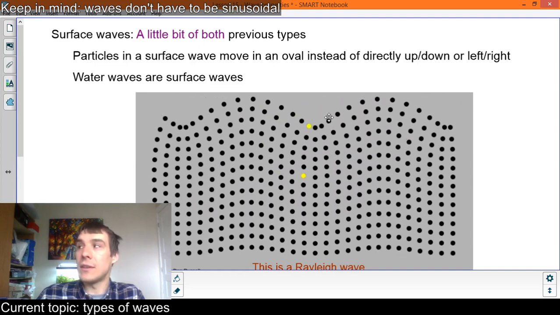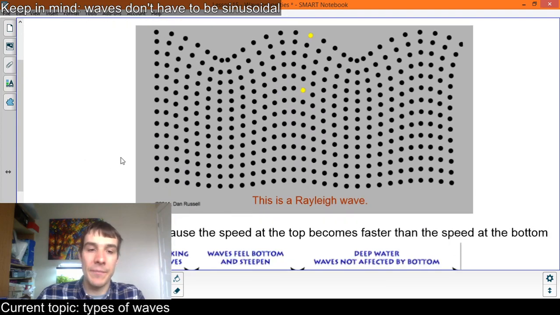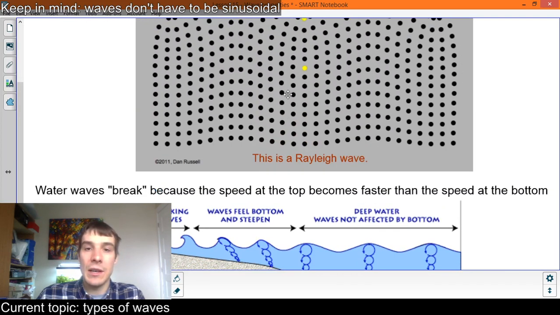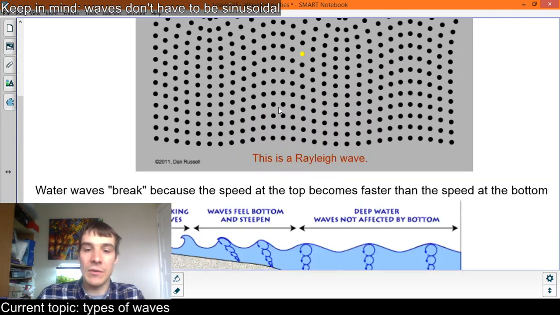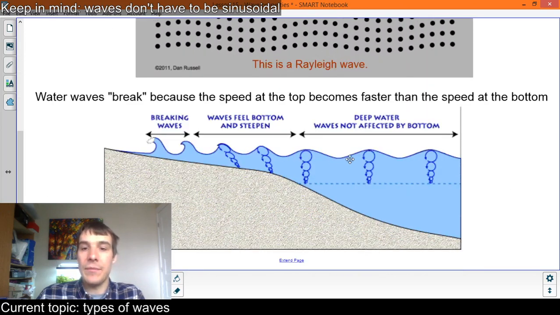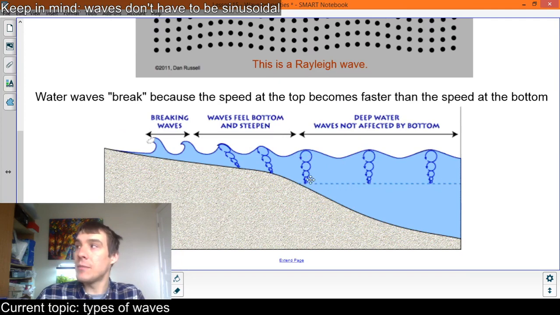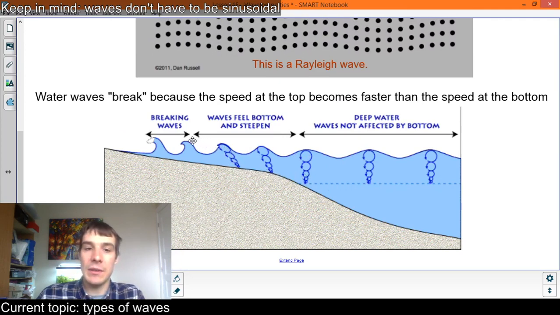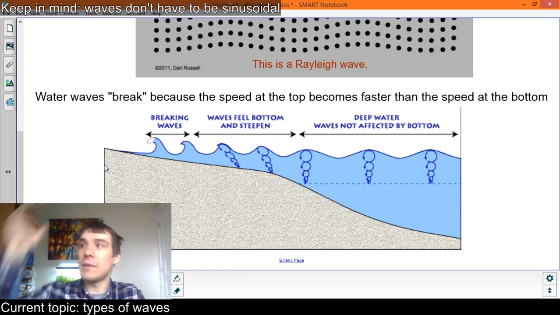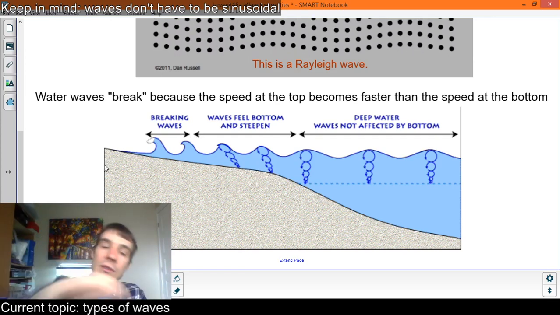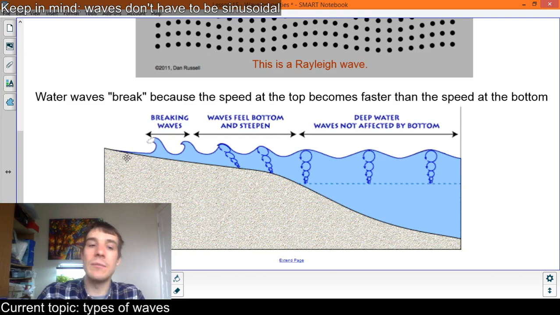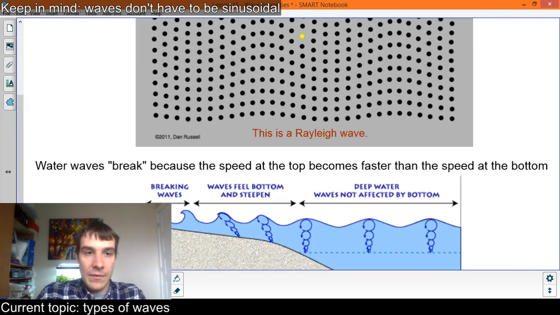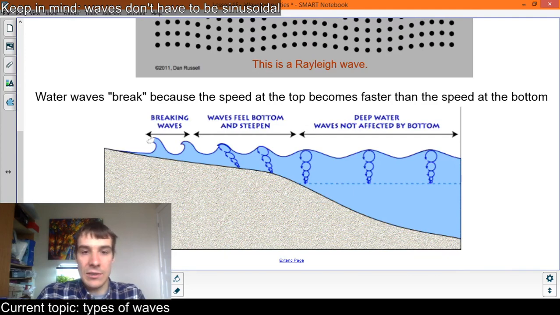So water waves are surface waves, specifically Rayleigh waves. And this is why water waves break when they get near the shore. This circular motion of the water, when the bottom circular motion hits the shore underneath, they kind of stack up and then it falls over. That's why you get this circular motion to the wave, because the particles are already trying to move in a circle. So that's Rayleigh waves, essentially.